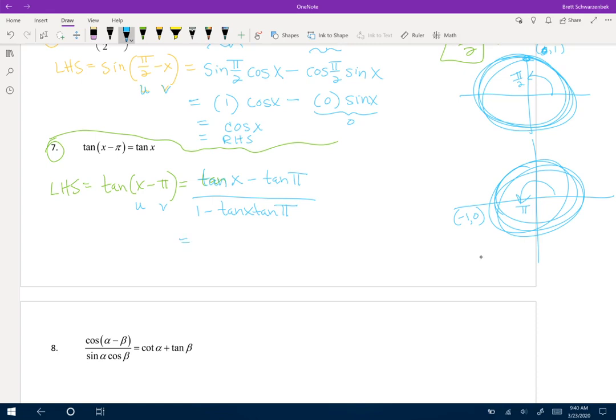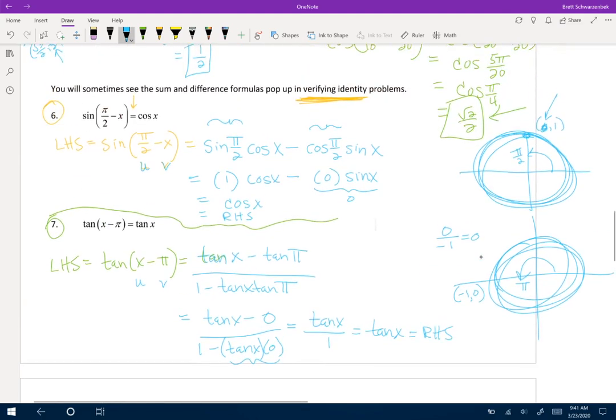So we copy the tangent x, can't do anything there. The tangent of pi is going to be y over x, which is 0 over -1, which is 0. We copy this, 1 minus tangent x again, but then we have a 0 being multiplied for tangent of pi. So if we simplify this, we get 0 for this, so 1 minus 0 is 1. And then on the top, tangent x minus 0 is tangent x. So the whole thing is equal to tangent x, which is equal to our right-hand side.